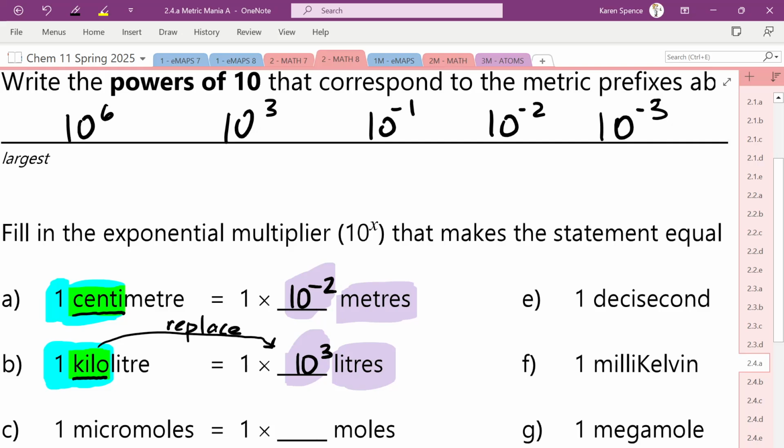So if you see a prefix, if you see a mega, a kilo, a deci, a centi, any of those, that goes with the number 1. Where does the power of 10 go? It goes with the plain unit. Okay, power of 10 goes with the plain unit.